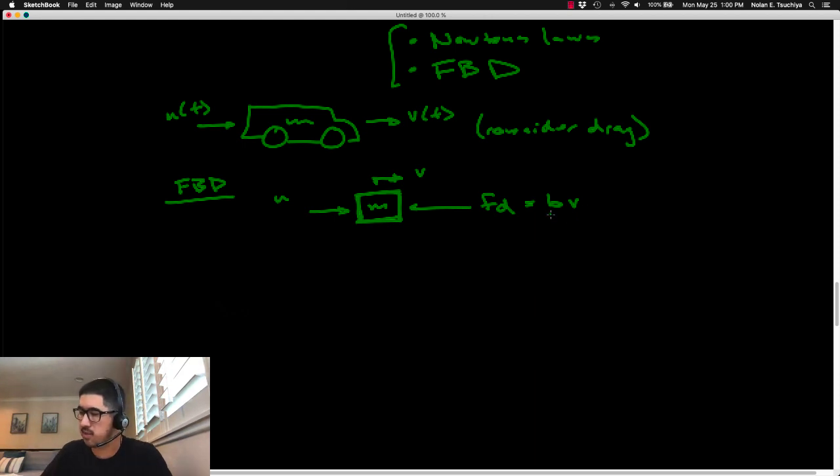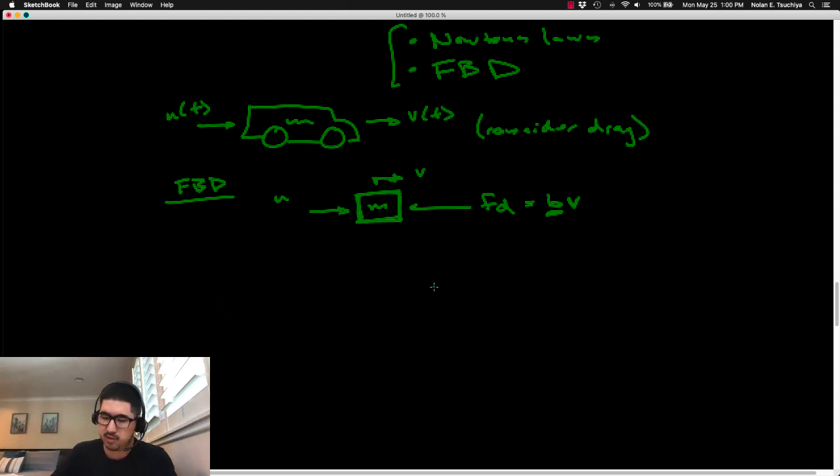Okay, so basically it's some aerodynamic drag constant times the actual velocity of the vehicle. So you can see that the faster the car is going, the harder the air is going to push back on the vehicle. Right? So this is not a static force. It actually changes as a function of the velocity.